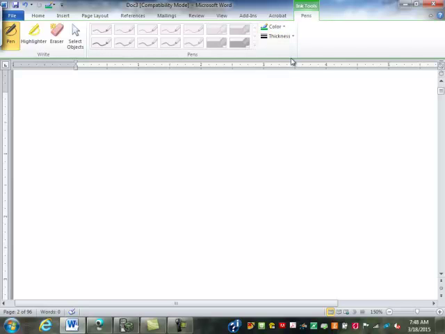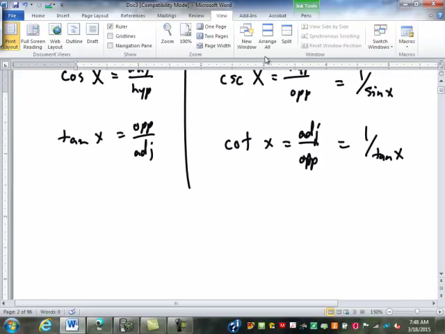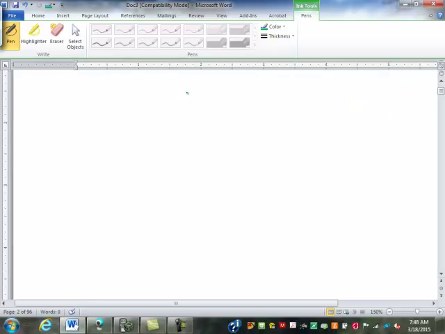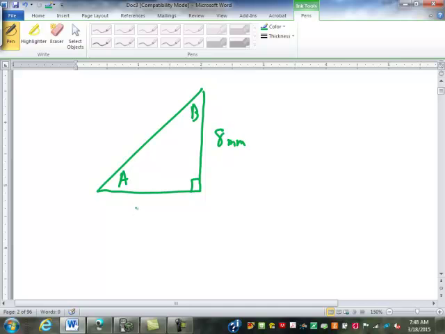So now that we have all those out there, we may have situations like I just gave you, where you're given the angle and you need to find the trig function. More common, however, is where you have a triangle. I'm going to call this angle A, this angle B here. And we have the dimensions on that triangle. For example, let's say that this here is 8 millimeters. This one's 15 millimeters.